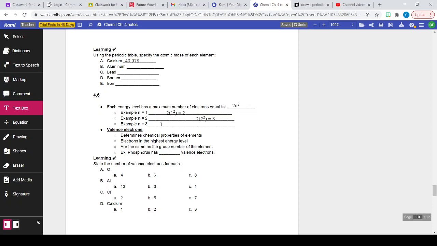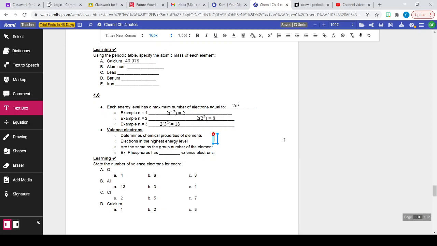Now, we were looking at energy level 3. We also said it could hold 8 electrons. But if you do this math, you're going to have 2 times 3 squared. And 3 squared, 3 times 3 is 9, and 9 times 2 is 18. So energy level 3 can hold 18. Now, if I were to say energy level 4, 4 squared, 4 times 4 is 16. 16 times 2 is 32. Alright, so that's how you can tell.